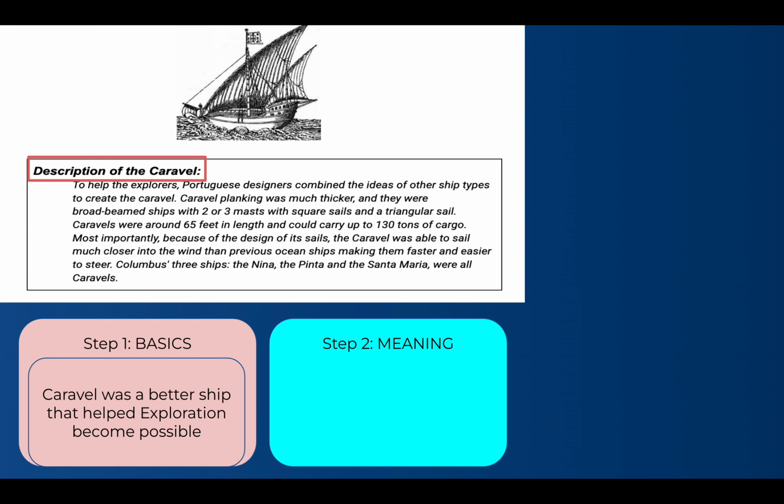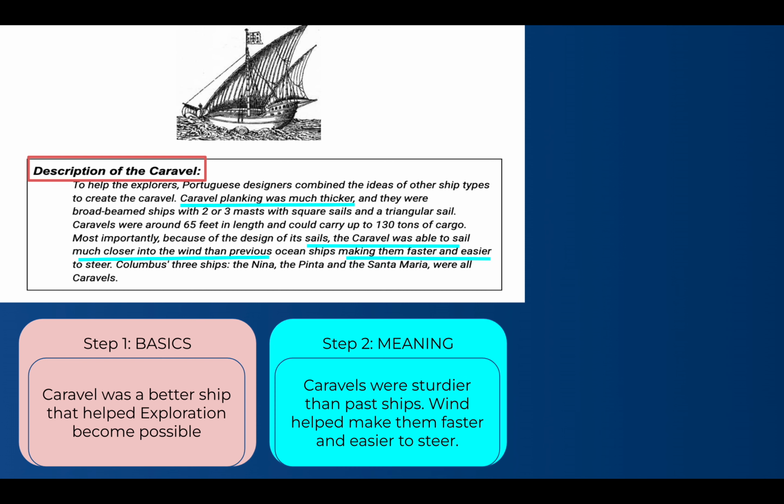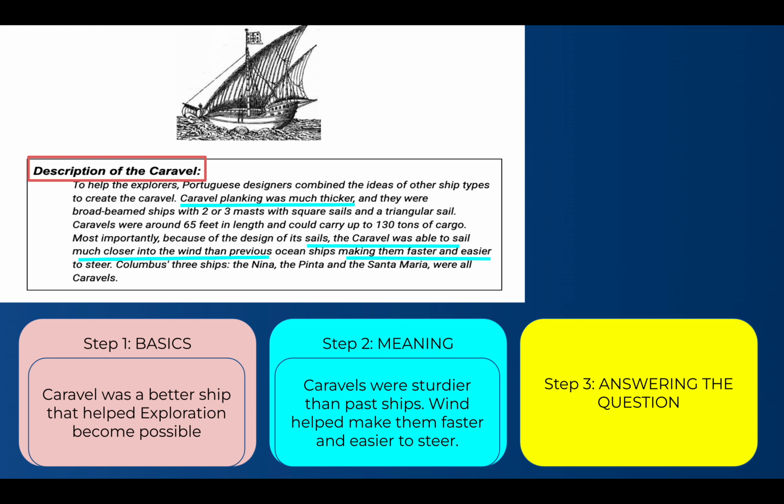Then we look into the document for meaning. We see the caravel had thicker planks. It was able to sail closer to the wind. They're faster, easier to steer. Overall, the document says over and over that these ships were sturdier. That the fact that they use wind, that the fact that they use sails, makes them faster, easier to steer, which helped, because it's a piece of technology that made exploration possible.